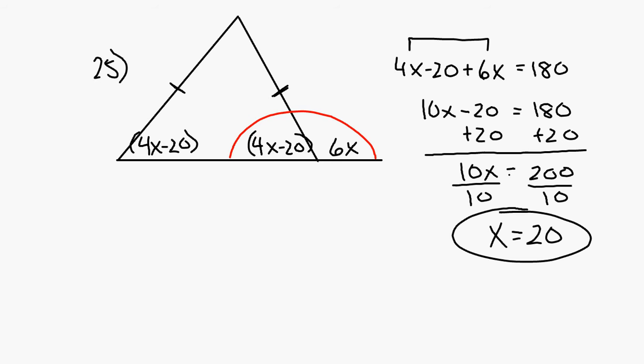These two are a linear pair. Okay? A linear pair. A lot of people got this question wrong when it was on the quiz because they were making the 4x minus 20 equal to the 6x. They're not equal to each other. They're supplementary. So make sure that you add them together and set them equal to 180.